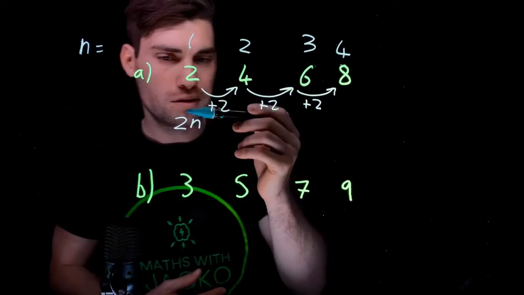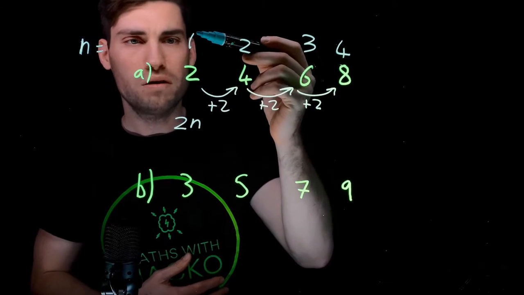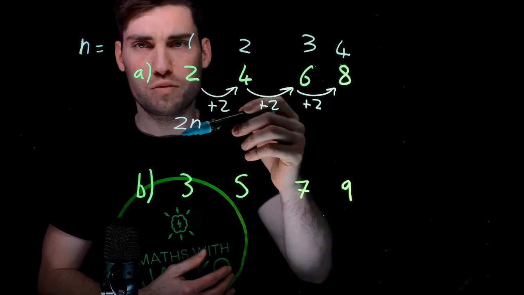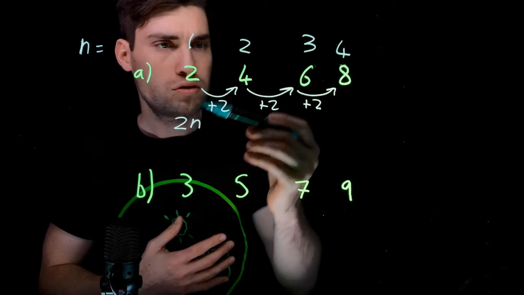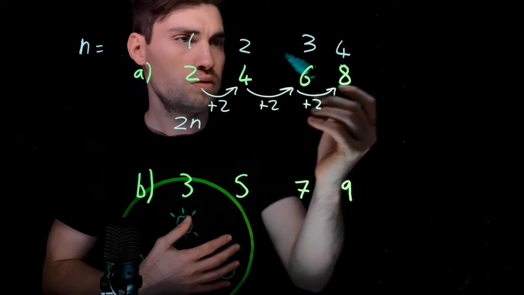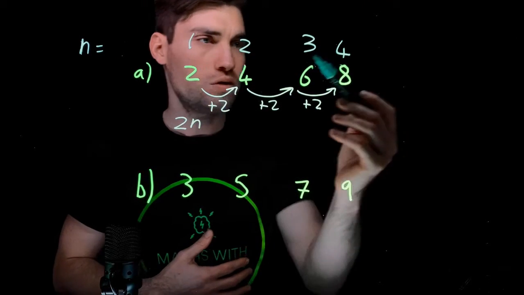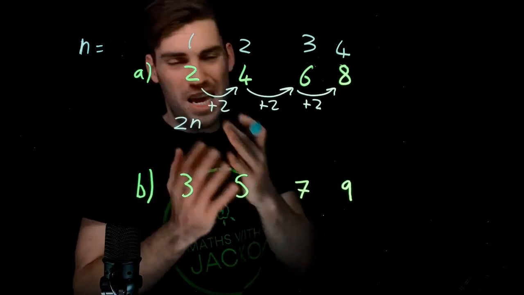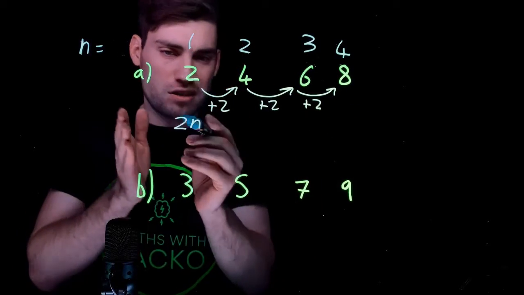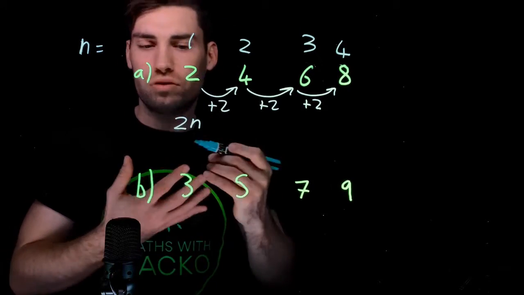What that basically means is 2 times 1 gets us 2. So 2 multiplied by the first term in the sequence, 1, gets us 2. 2 times 2 is 4. 2 times 3 is 6. And 2 times 4 is 8. So our n represents the position in the pattern. So basically, that's how you represent the 2 times table: 2n.